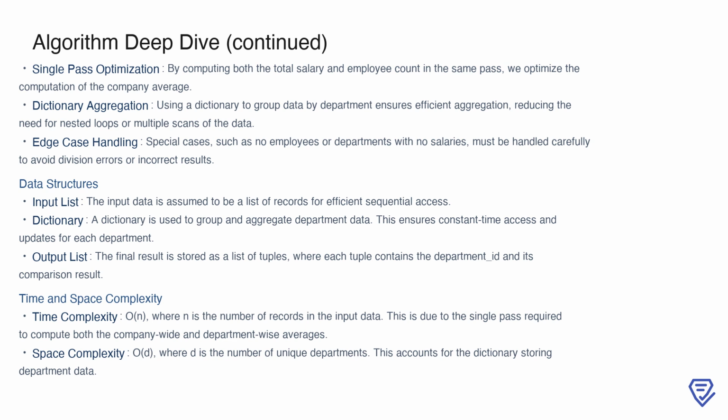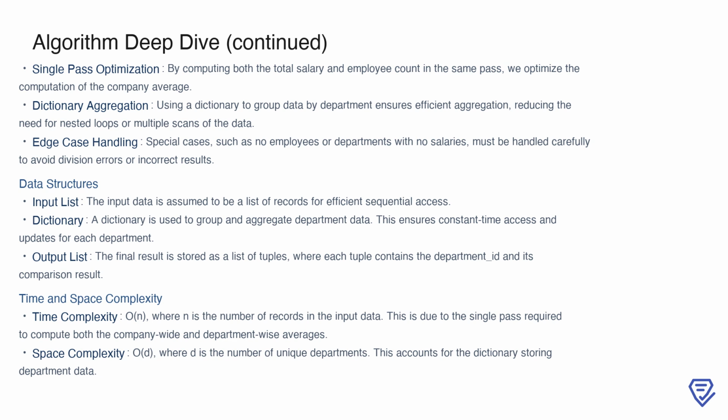The algorithm is designed to be highly efficient. By calculating both the total salary and employee count in a single pass, we optimize the computation of the company-wide average, reducing the time complexity. Similarly, the use of a dictionary for grouping department data ensures constant time access and updates, avoiding the need for nested loops or multiple scans of the data. Special attention is given to handling edge cases, such as when there are no employees or when a department has no salaries. These situations are carefully managed to avoid division errors or producing incorrect results.